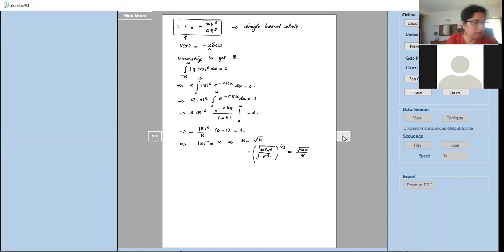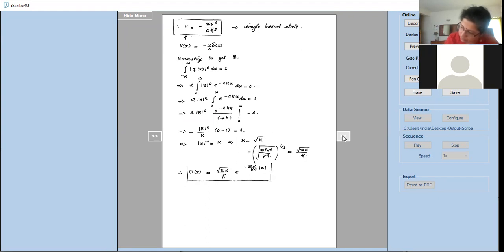So therefore now your psi of x will essentially be root of m alpha by h cross, and then you have e to the power of minus m alpha by h cross squared, mod x. All right, and what is your bound state energy? Once again, that I have already put.